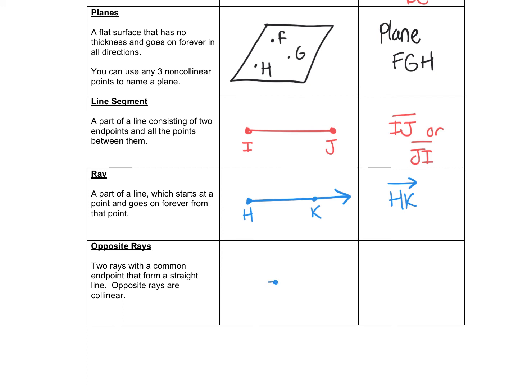So for example, opposite rays have a common endpoint and they go in opposite directions. So let's say this endpoint is C. Let's call this point F and let's call this point D. Then you would call the first one that goes in the right direction ray CD. And you would say ray CD is an opposite ray to ray CF. Okay, those are called opposite rays. So you'd have ray CF and ray CD there.